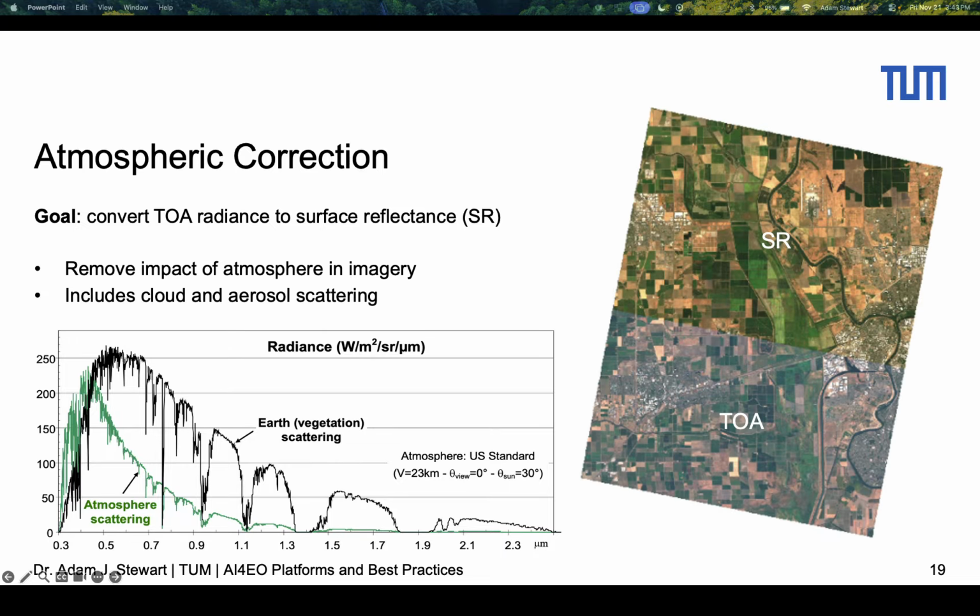This is what the outcome looks like. So you see the image on the bottom. This is a typical top of atmosphere image. You can see it looks hazy. That's the aerosols in the atmosphere. If you remove those and you do it well and you do it correctly, you should get an image like the one on the top.